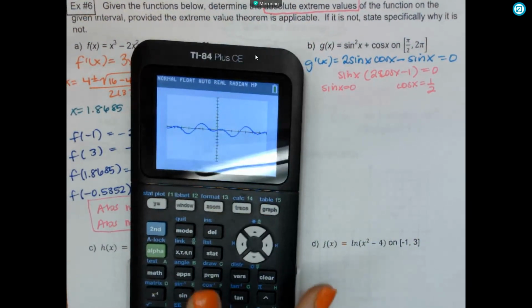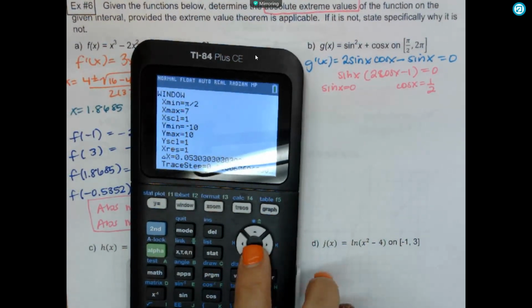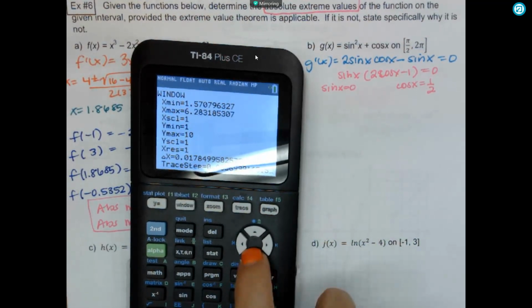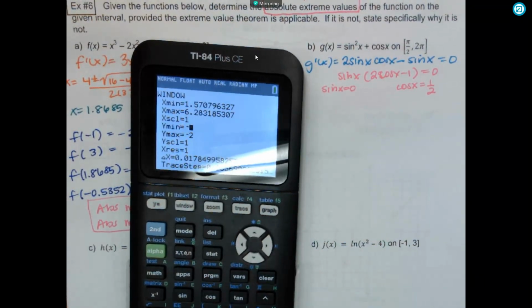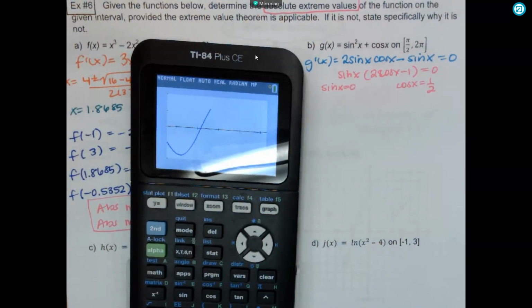Or you could graph it. And the only thing is here, if I'm doing that, I'm going to change my interval to pi on 2 and 2 pi. And then I only care about -2 to 2. Just kidding. That should be a -2, and that should be a 2. So now I can see it a little bit clearer.